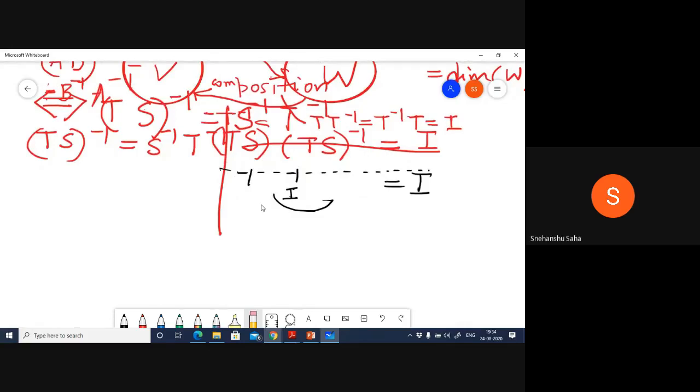Okay, so I'll just have to redo this. Since I was doing operations from the left, TS times TS inverse is I, and then TS times S inverse T inverse would also be equal to I, right? So we have TS times TS inverse equal to I, and TS times S inverse T inverse is also equal to I.